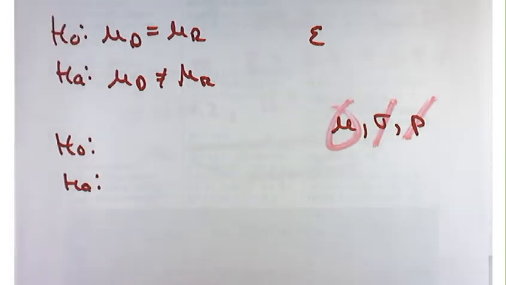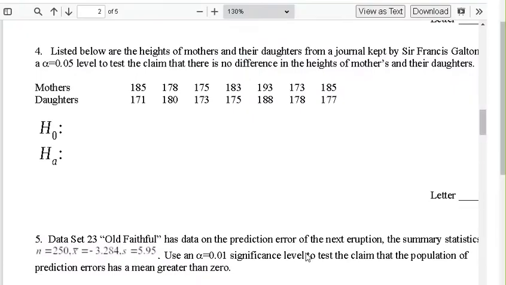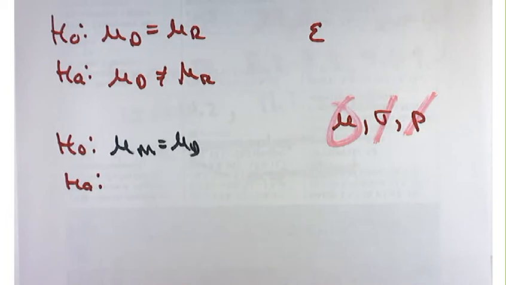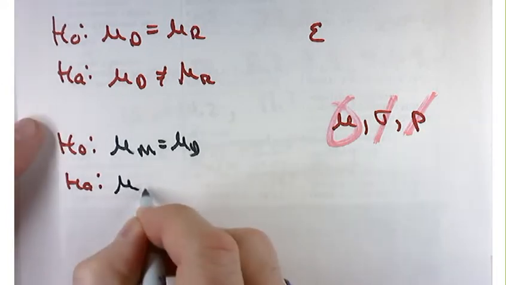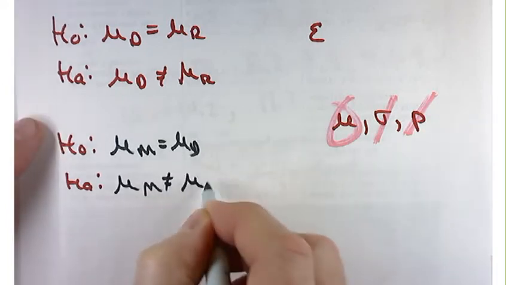Let's take a look back here. Test a claim that there's no difference. Now, if there's no difference, what's H naught going to be? They both have to be equal. The mother's height has to equal the daughter's height. And then the alternative is that they're not equal.